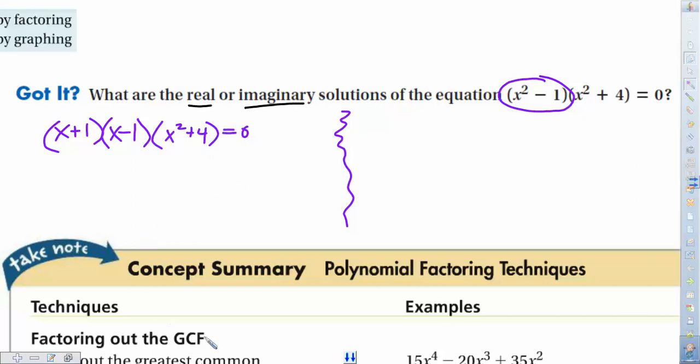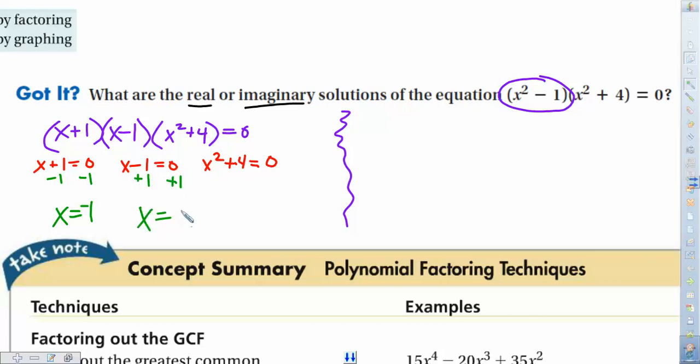Then we'd have to use the zero product property, which would tell us three things, right? That x plus 1 could be equal to 0, that x minus 1 could be equal to 0, or x squared plus 4 could be equal to 0. And so solving each one of these, subtract 1, subtract 1. Oops, I'm sorry, back here, that should be negative 1, shouldn't it? Yep, glad I caught that. And then adding the ones here, x should be a positive 1.